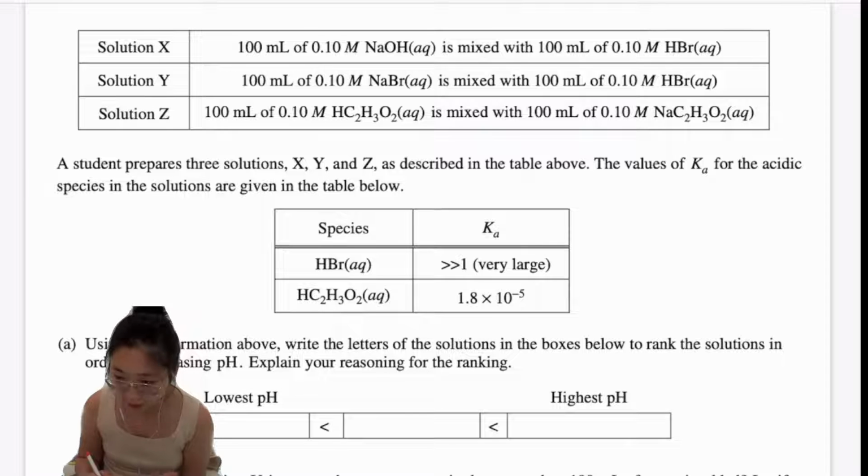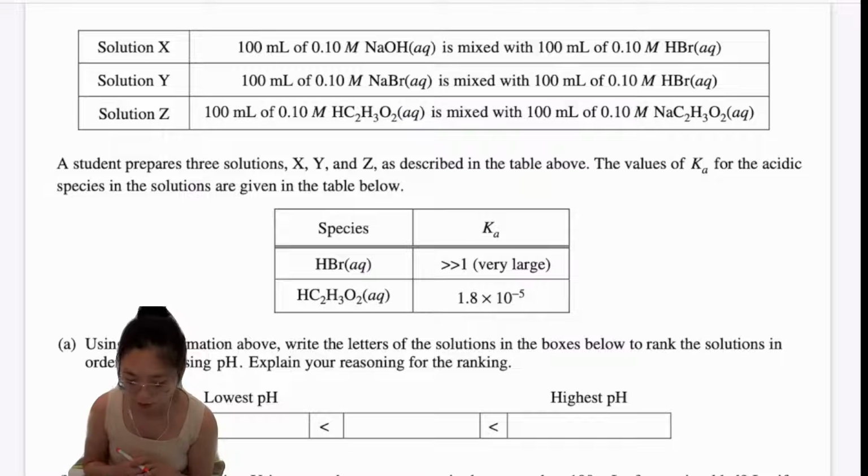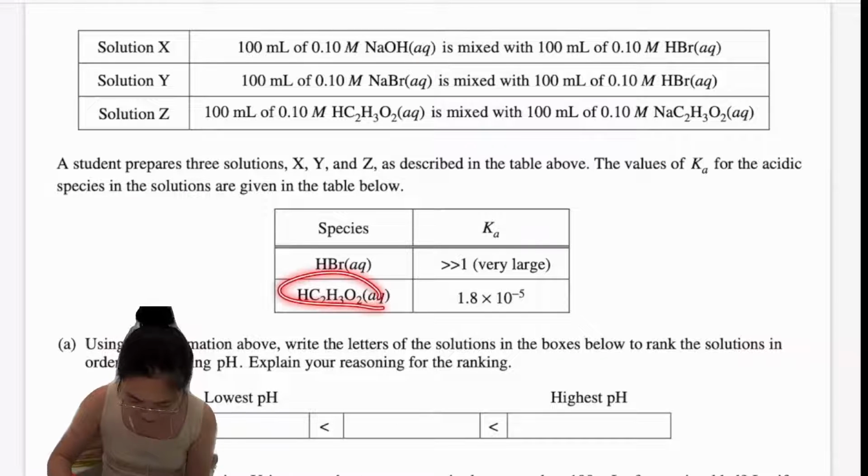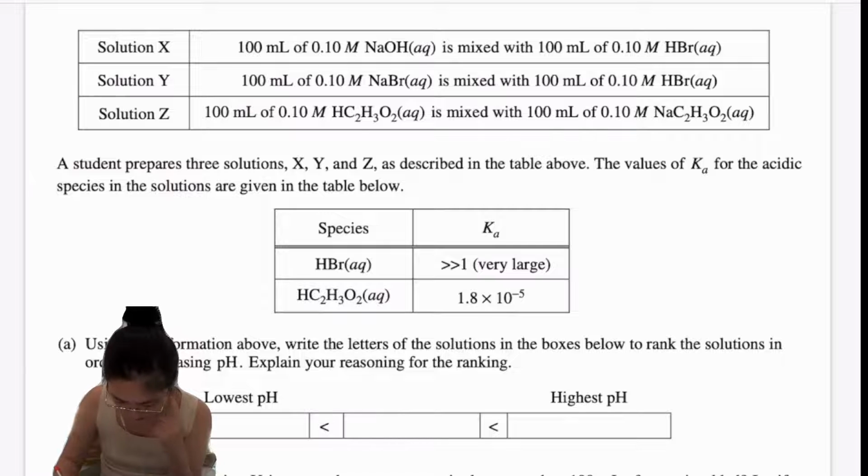So HBr, hydrobromic acid, has a Ka value which is much greater than 1, meaning it's very large. Obviously, hydrobromic acid is one of the strong acids. Remember, hydrochloric acid, hydrobromic acid, and hydroiodic acid are all strong acids. And the next one is HC2H3O2. I think this is acetic acid. It is a weak acid, so its Ka value is 10 to the -5.